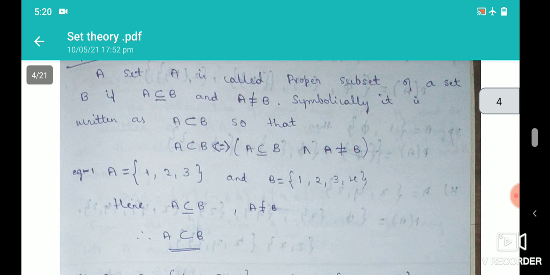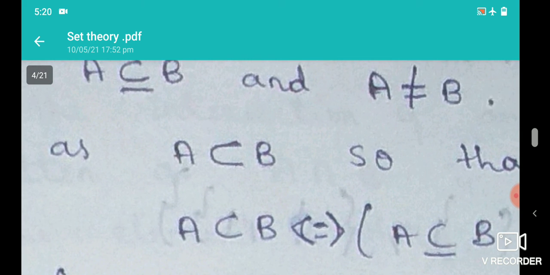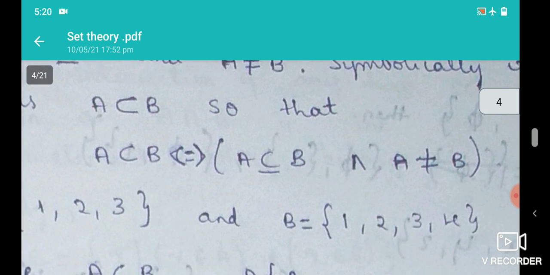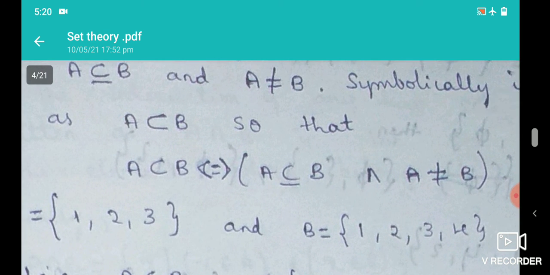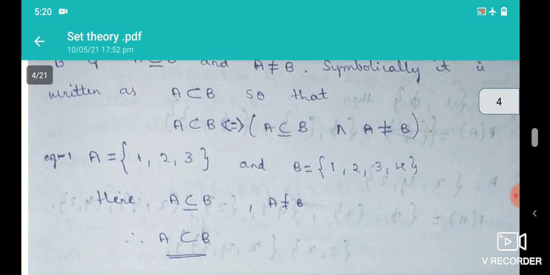That can be written as A proper subset. So this is the proper subset notation, A proper subset B. So what is the property? A is a subset of B and A not equal to B. To say proper subset, A must be a subset of B but A not equal to B.